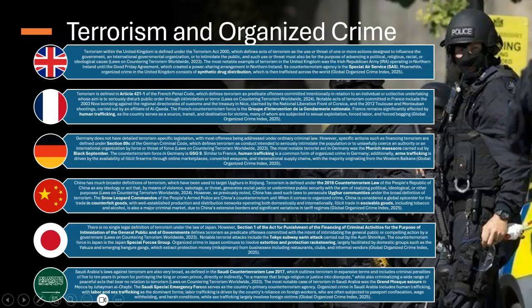On the other hand, China's organized crime largely consists of trade in counterfeit goods and excisable goods, while organized crime in Japan continues to involve extortion and protection racketeering largely facilitated by gangs such as the Yakuza. Lastly, in Saudi Arabia, much organized crime includes labor trafficking and sex trafficking.